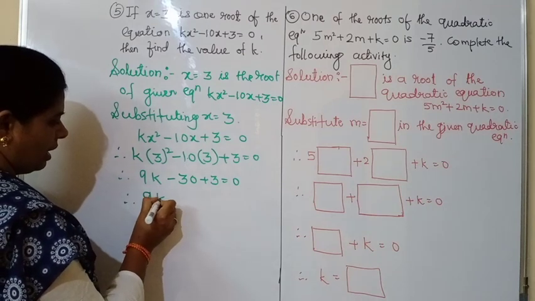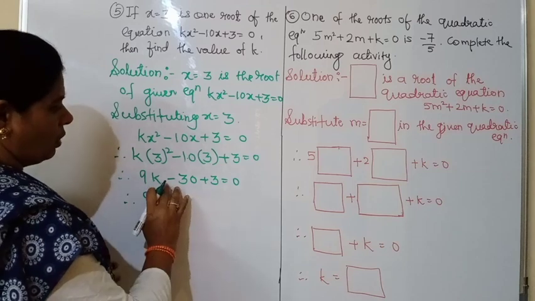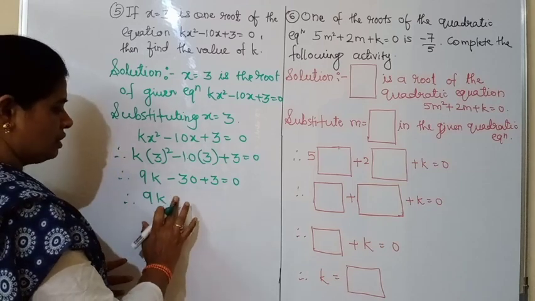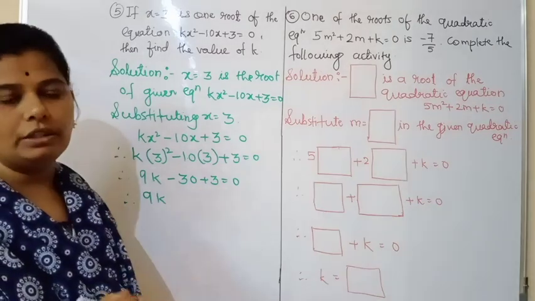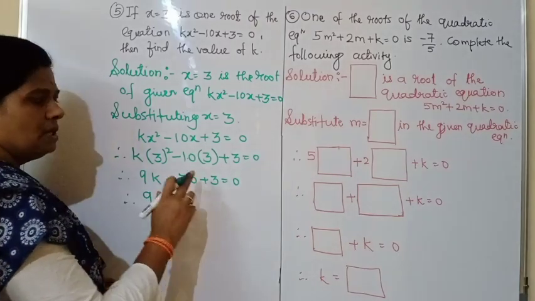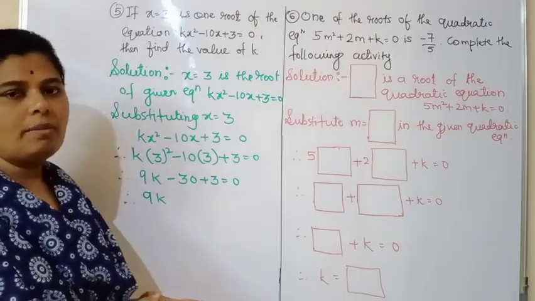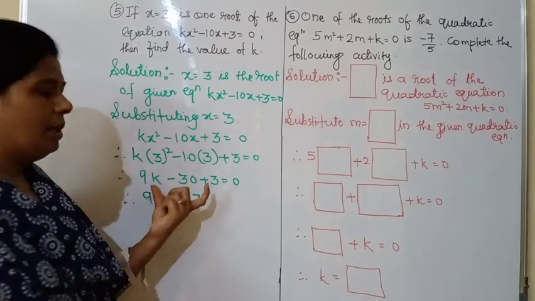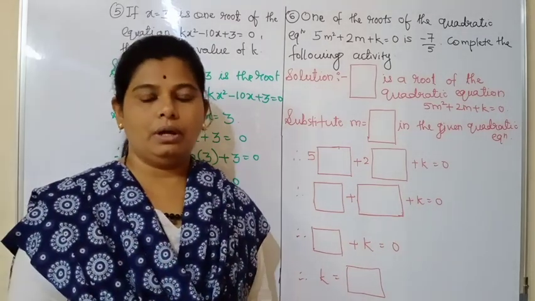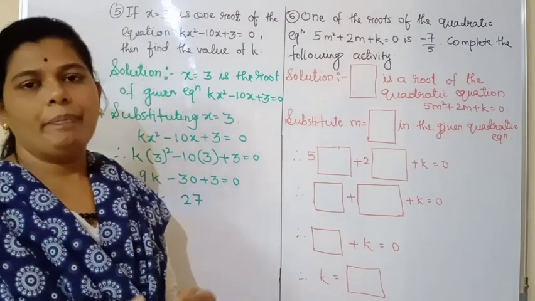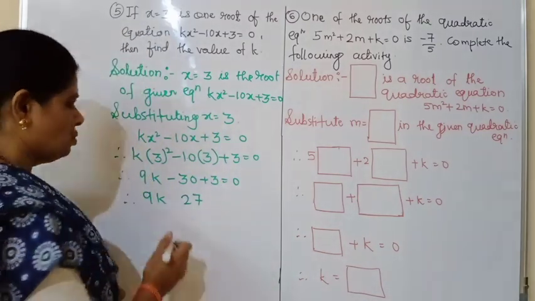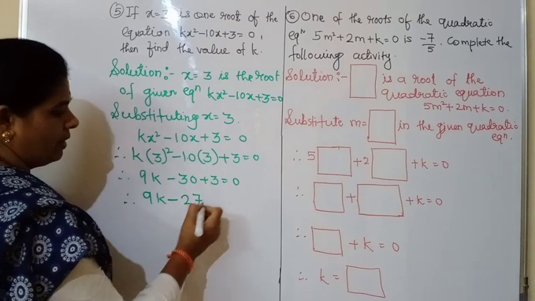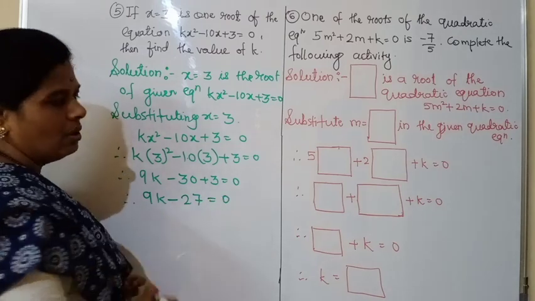Therefore 9k is equal to, now minus 30. We'll subtract 30 and 3 first of all. Minus plus is minus. So 30 minus 3 will be 27. But here in 30 and 3, the greater number is 30, which has the minus sign. So our answer will be minus 27, that is equal to 0.